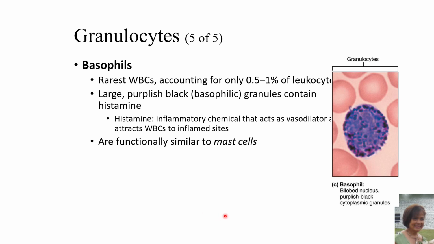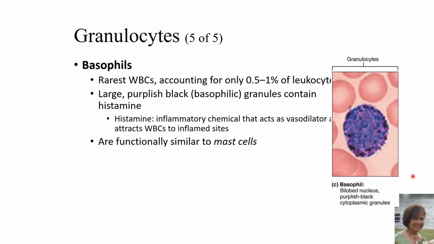The basophil, the last of the granular leukocytes, is the rarest, accounting for only about 0.5% to 1% of leukocytes. They're large, almost purple black. They have granules that contain lots of histamine, and they are functionally similar to mast cells.